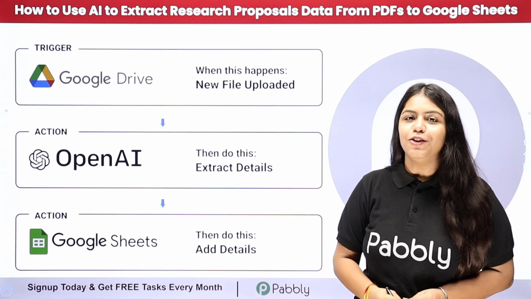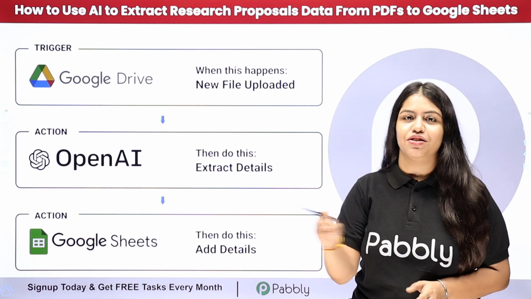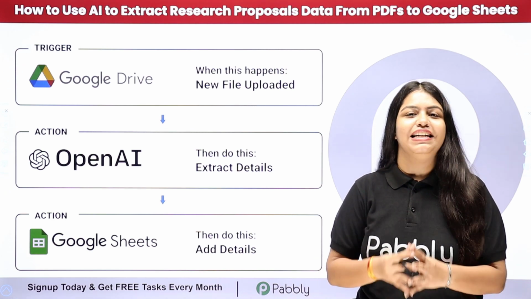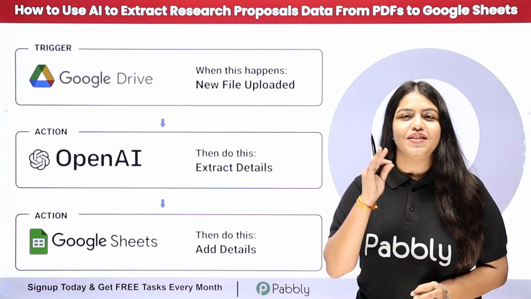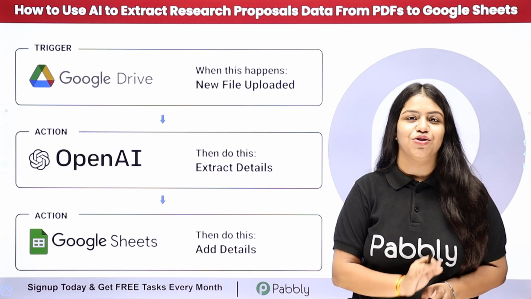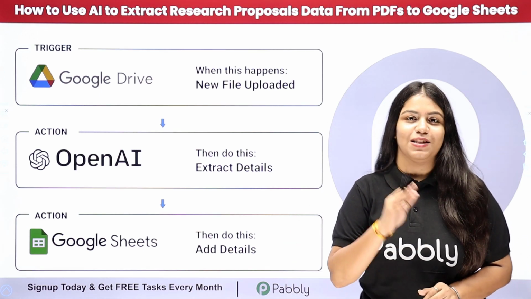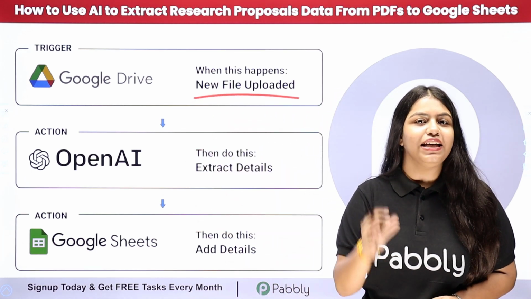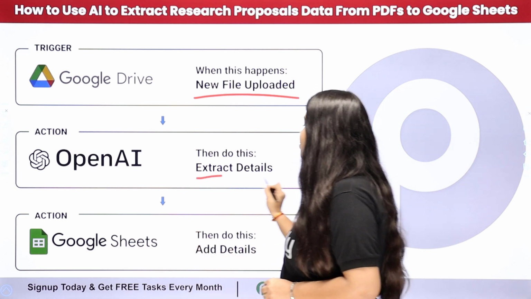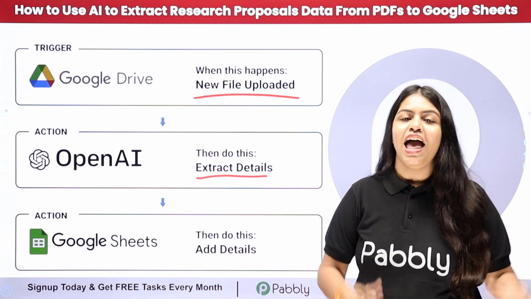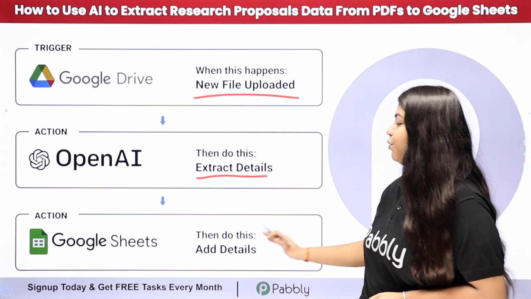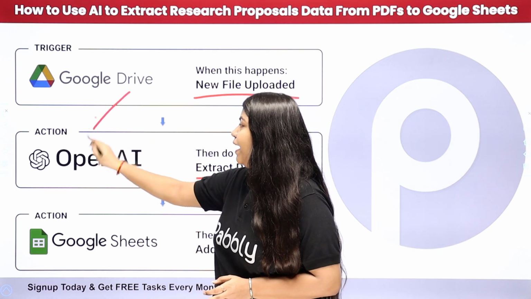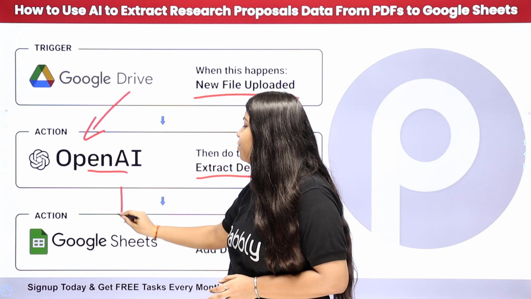Like you, I also used to manually extract the data from research proposals received from my students. But this is such a time consuming and tedious task. So to solve this problem, I've simply created this amazing automation where, as soon as I add the research proposals into my Google Drive, automatically my AI agent, which is OpenAI, is going to extract the details from that research proposal, and further we are going to add those details into our Google Sheets. So to do this, we are simply going to create a connection between Google Drive, my AI agent, which is OpenAI, and Google Sheets.